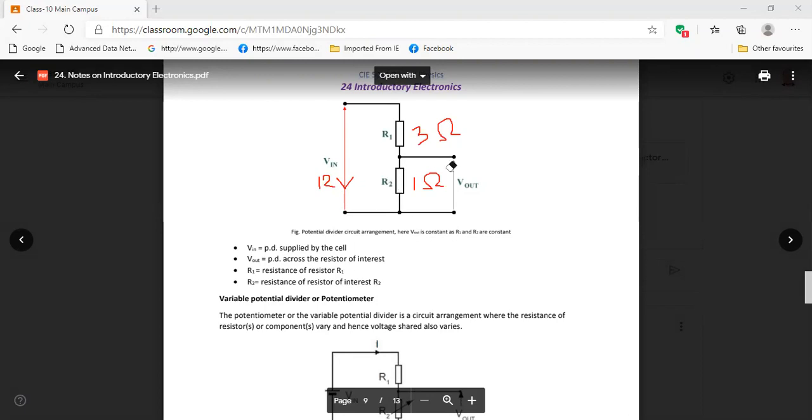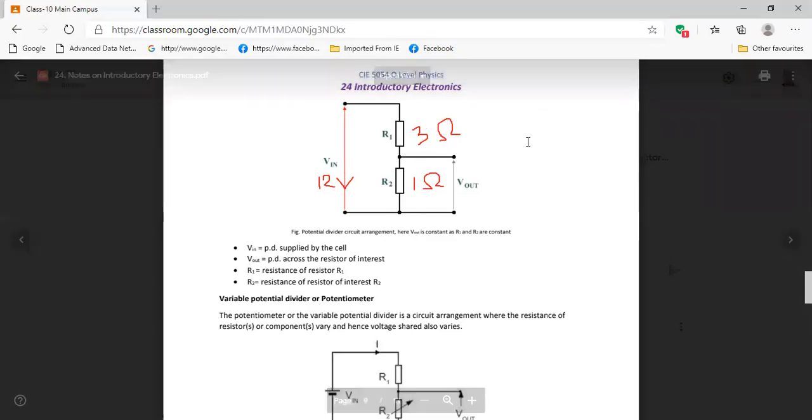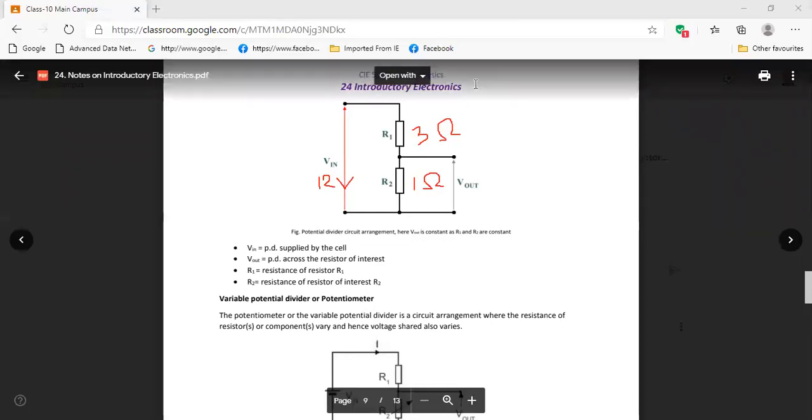So there are two ways, right? There are two formulas you can use, but for this one we are going to find R2, isn't it? The voltage across R2, so it will be V2. So V out will actually be V2, isn't it? So V out, how can you calculate it for this circuit diagram, for these values? Can you tell us?